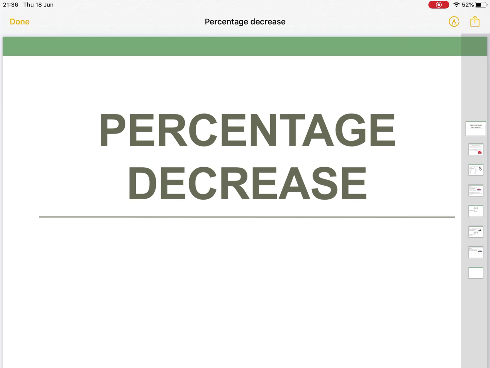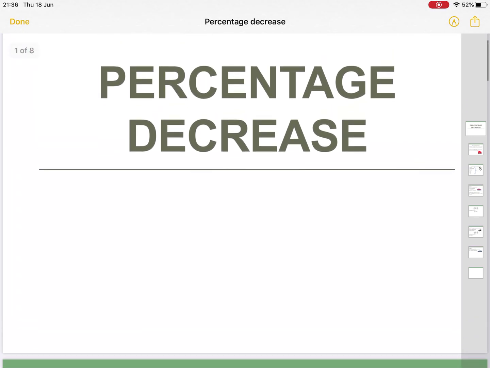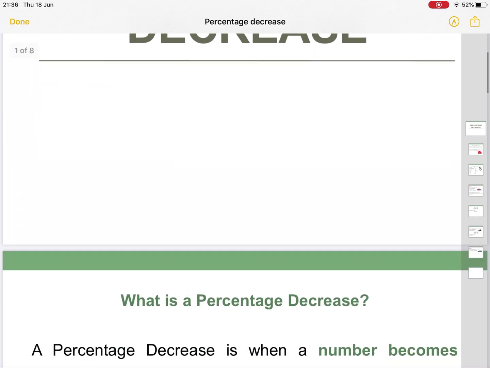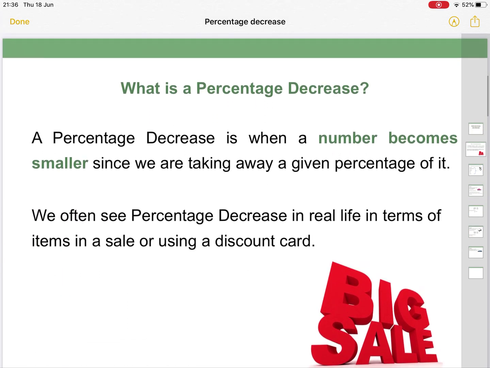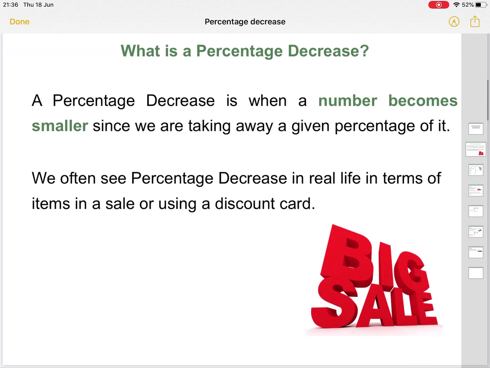Today we're going to focus on percentage decrease. Last lesson was on percentage increase. Today we're going to deal with percentage decrease. Okay? Now, what is a percentage decrease? A percentage decrease is when a number decreases, boys, when a number becomes smaller. And it becomes smaller since we are taking away a given percentage of it.